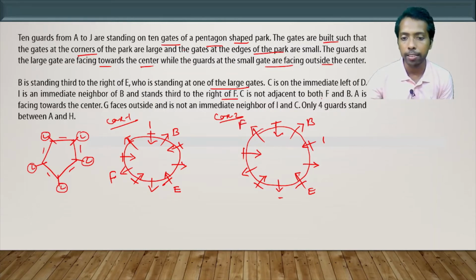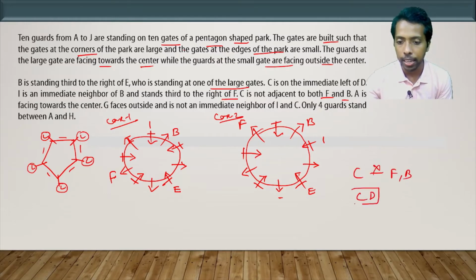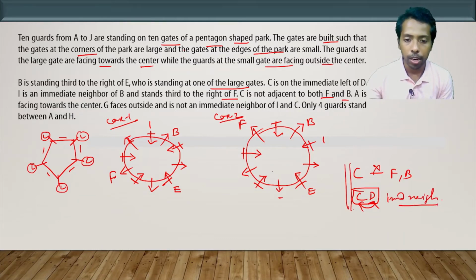Now C is not adjacent to F and B, so in the second case C cannot come here, and okay, C can come here, but again this condition, now collect this statement, that is C is not adjacent to F and B, and C and D are immediate neighbors. Okay, in either way it can be immediate neighbors, right? So these two conditions we have to collect here. Now if we can minimize the possibility here, and one more case here, that is A is facing towards the center. Okay, just complete the statements here.